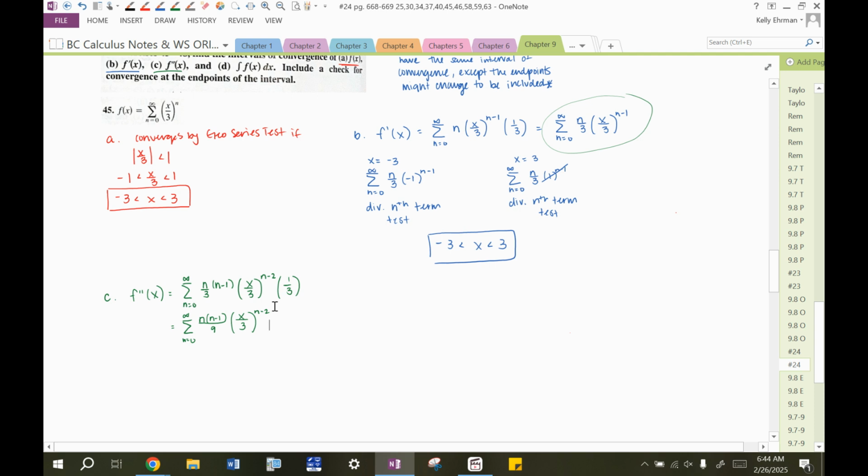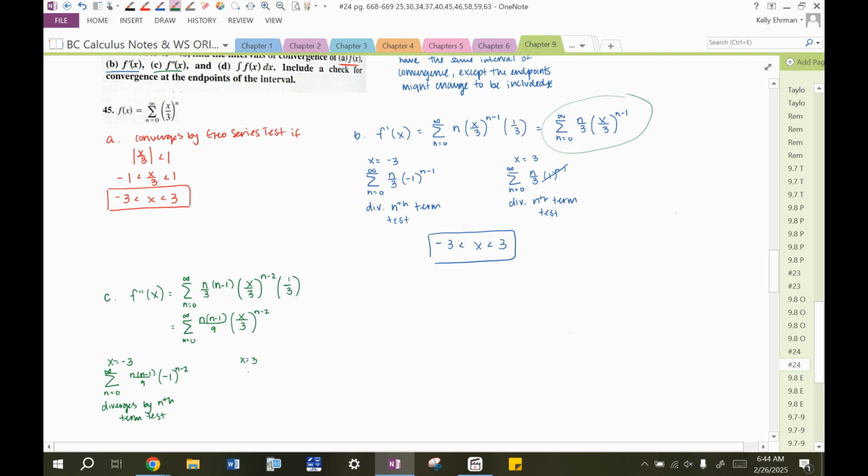And it's really just the interval of convergence that we care about. So if x equals -3, this I think is going to give me the same scenario I had on the last problem. So we'll have n times n minus 1 over 9, and then -3 divided by 3 will be -1 to the n minus 2. So it is alternating, but again, this is a top-heavy expression, so this will diverge by nth term test.